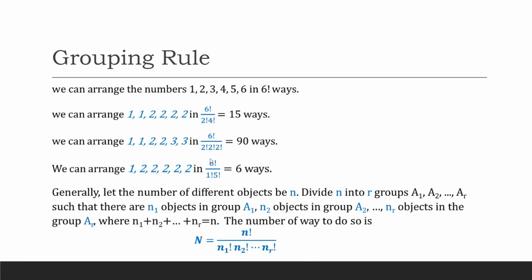So essentially, for example, you can see here you have 6 factorial for the number of digits, but some numbers repeat more than once. Just divide it by the factorial of how many times these numbers repeat.